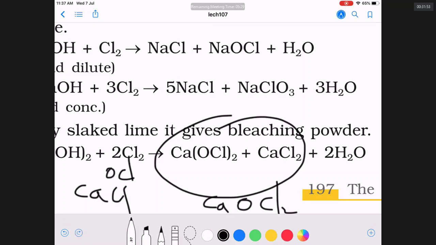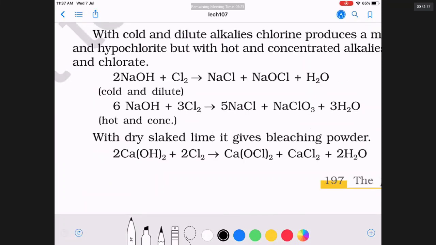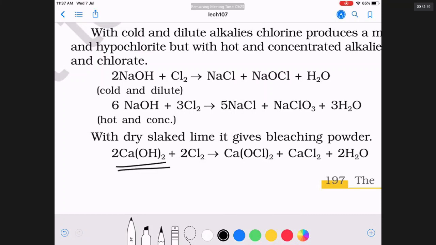Bleaching powder is formed by the reaction of slaked lime, calcium hydroxide, with chlorine. The method of preparation of bleaching powder is called the Beckmann tower. Beckmann tower is used to make bleaching powder, but I am not taking you into details because it is not given in the book.